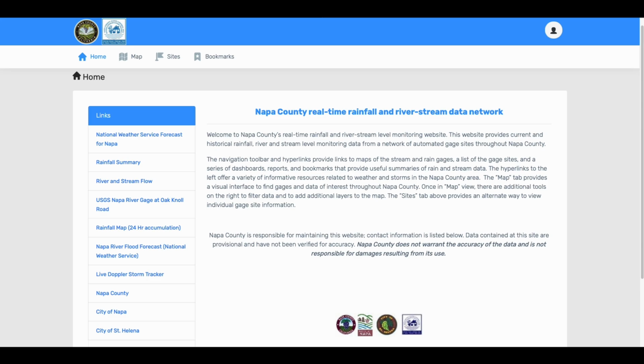The most important data for the town of Yountville is the monitoring gauge located at Hopper Creek and Highway 29. So let's take a look at that. To get to that sensor from the Napa OneRain.com main page, in the left-hand column under links, please click River and Stream Flow.